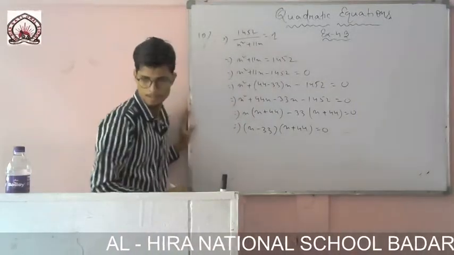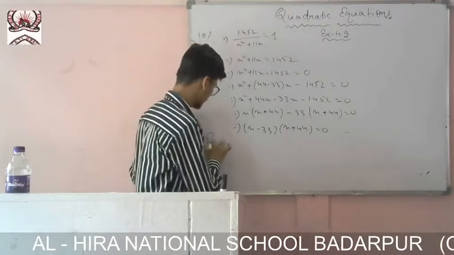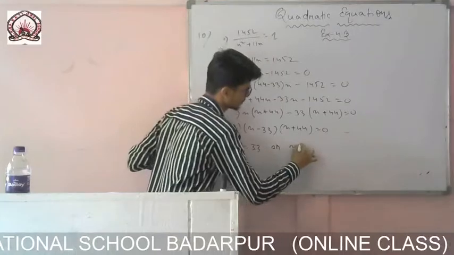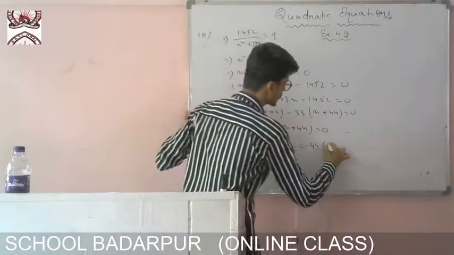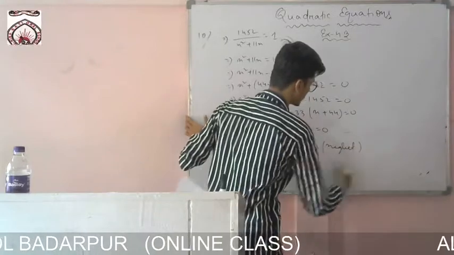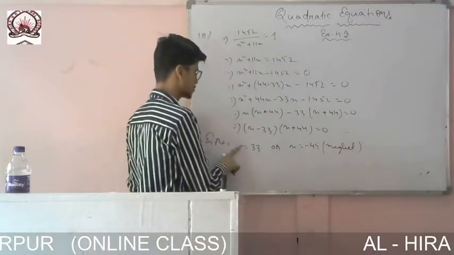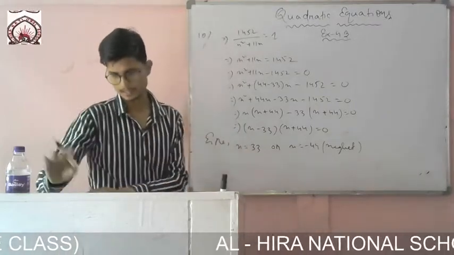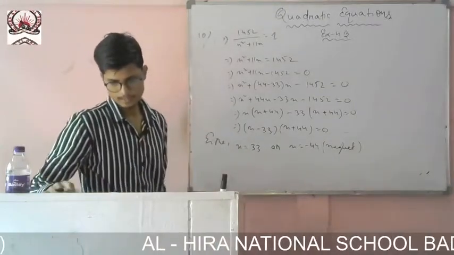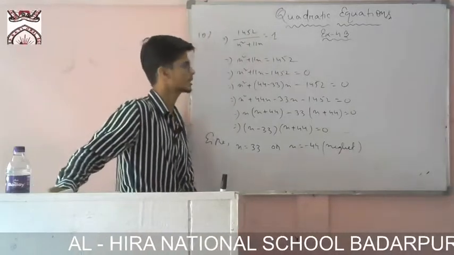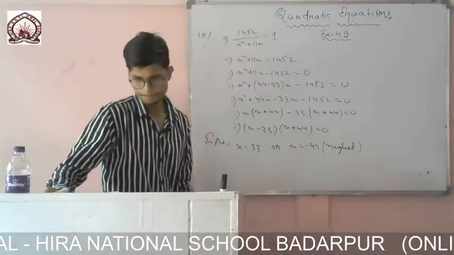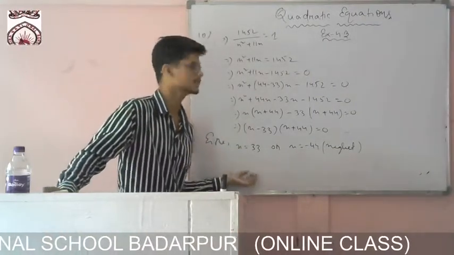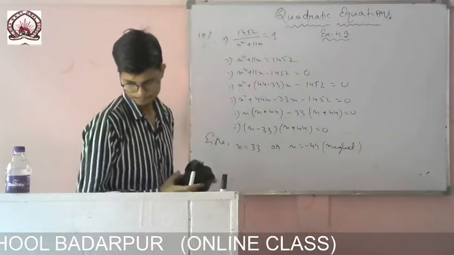So either x will be equal to 33 or x will be equal to minus 44. So this one will be neglected because speed cannot be negative. So x will be equal to 33. That means the speed of the passenger train is 33 kilometer per hour, and that one is 11 kilometer per hour more. If one is 33, another one will be 44.